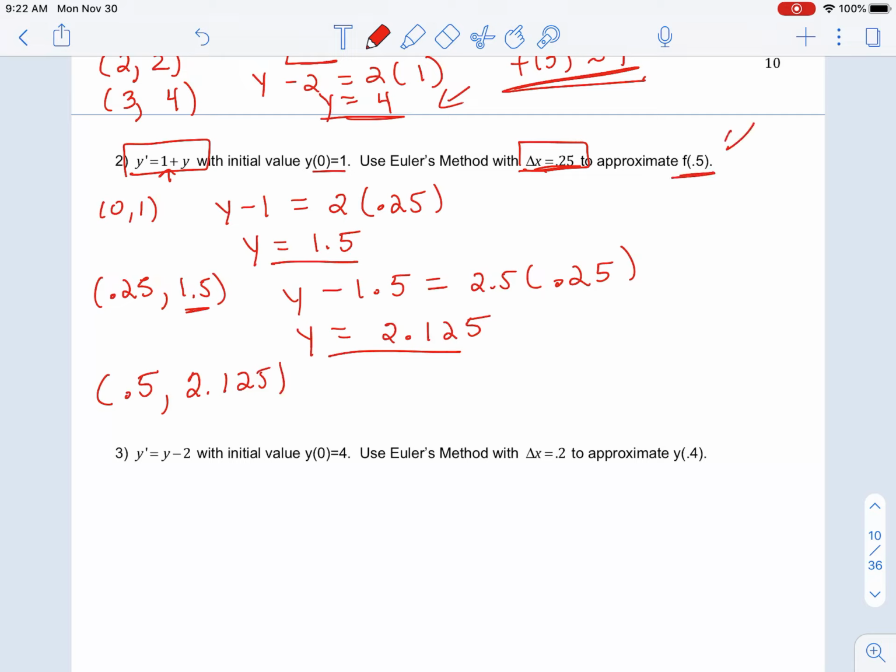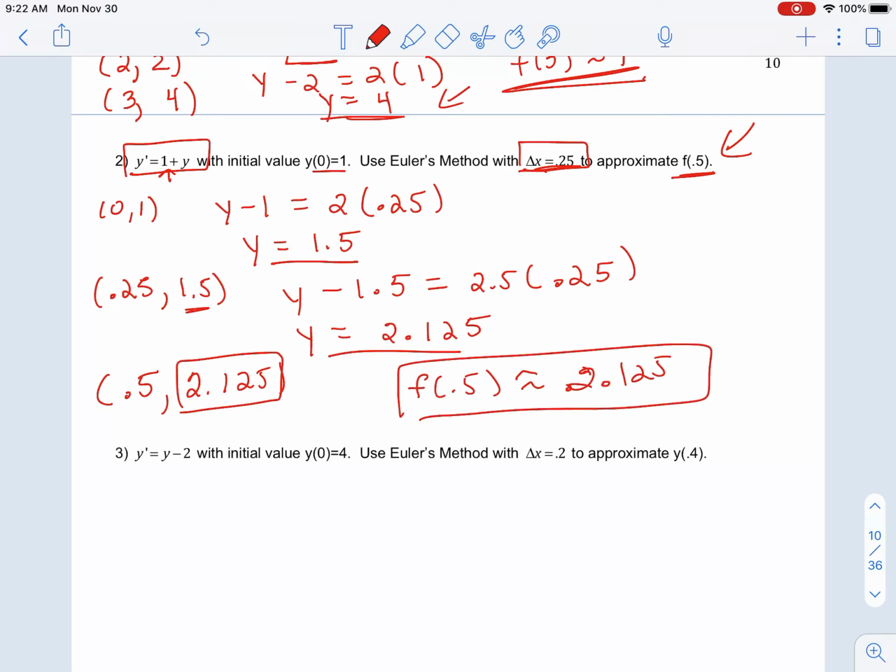And that's actually what this is asking for, right? The y value at 0.5. So make sure you either circle the final value or tell me this is the value you came up with. And notice I am not using an equal symbol. This is an approximation to the y value.